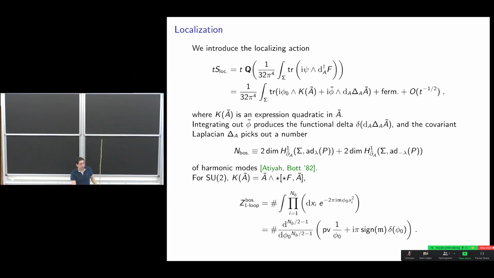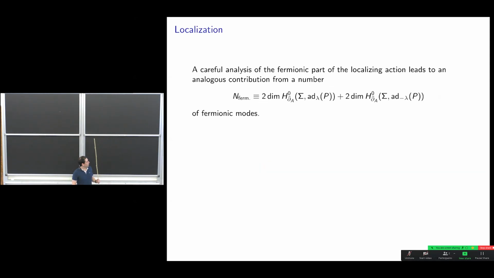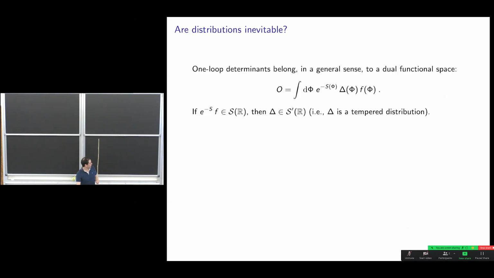So before closing, let me comment a bit on the fact that, which I think is a bit of a novel feature, that a careful analysis leads to a functional determinant that is a distribution, that is better understood in a distributional sense. So the question is, are distributions inevitable when you perform localization? Well, this is an example in which I think it's fair to say that they are.